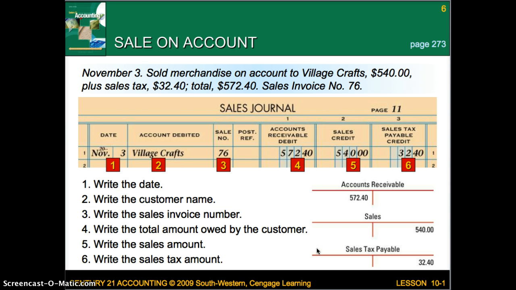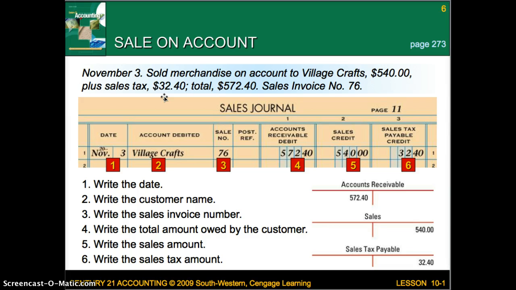All right. Sale on account. On November 3rd, we sold merchandise on account to Village Crafts, $540 plus sales tax, $32.40, for a total of $572.40. Sale invoice number 76. Now, one thing I want to tell you: sometimes it gives you the sales tax amount, so it's easy, you know exactly what to put in. Other times, in the directions, it will just say, for the next transactions, assume that there is a 6% sales tax. So you would just have to find whatever 6% of the amount is and figure out that's your sales tax.